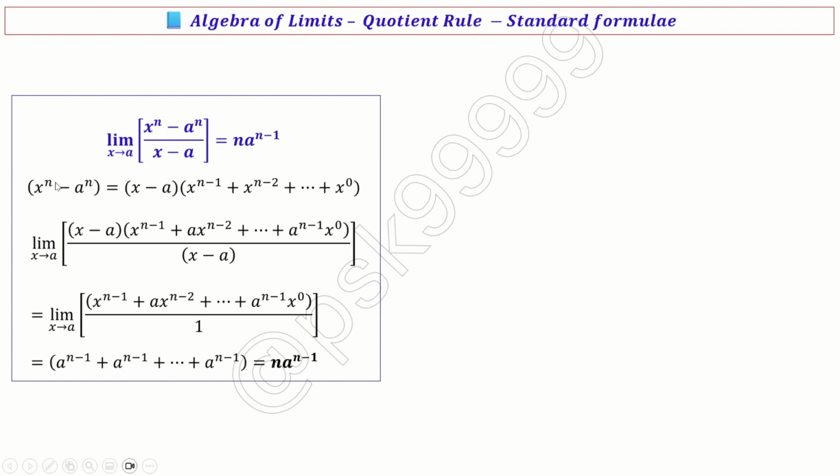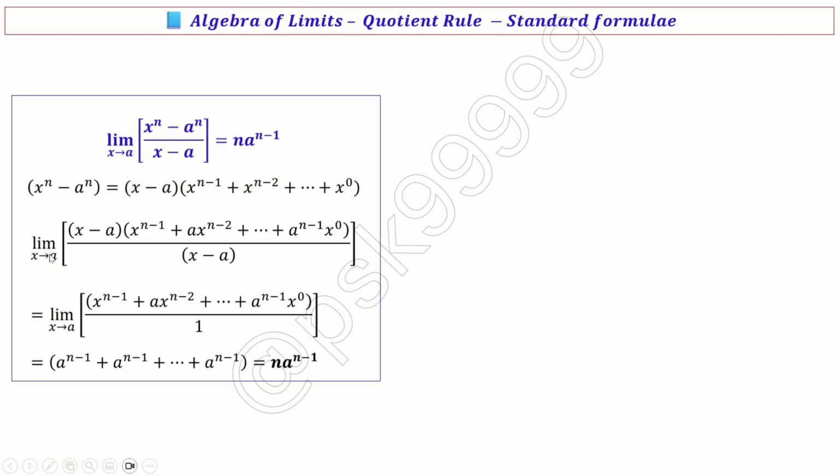Only thing is how to remember. I always say you solve it yourself actually. Find the proof of that one. That means you are going to remember that easily. So x to the power of n minus a to the power of n, I can write it as (x minus a) into (x to the power of n minus 1 plus x to the power of n minus 2 up to x to the power of 0).